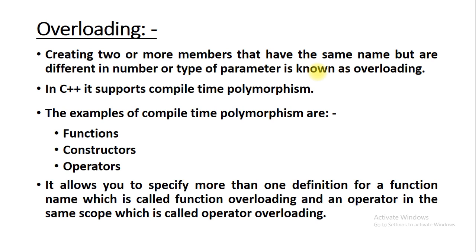Overloading is nothing but compile time polymorphism. So you can refer to both terms, either compile time polymorphism or overloading. There are three types of compile time polymorphism available in C++, that is function, constructor and operators. Function can also be referred to as procedure oriented overloading or function oriented overloading. Both words are equal. Constructor overloading, which we have already seen in our previous sessions, and last is called operator overloading.